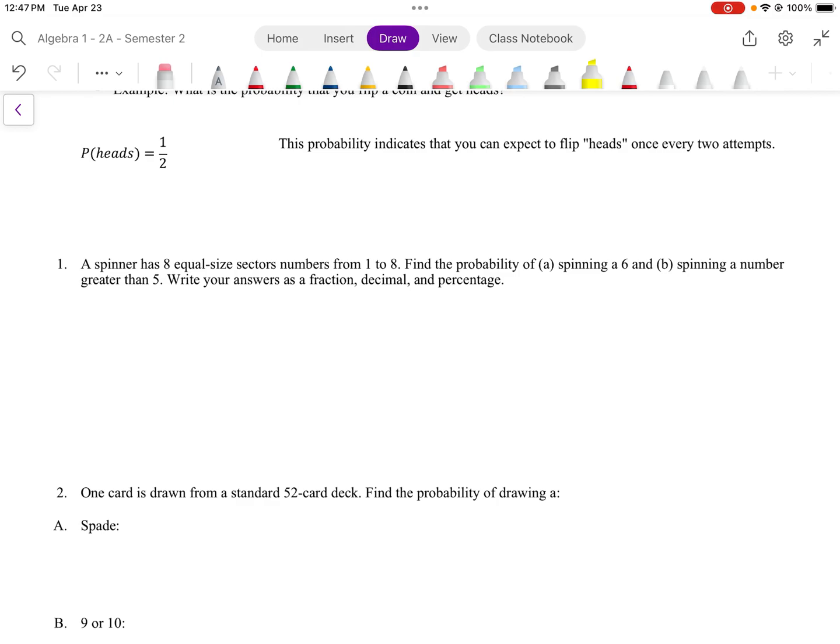Our calculations are going to be relatively simple. Number 1, we have a spinner that has 8 equal size sectors numbered from 1 to 8. Find the probability of spinning a 6 for A, and for part B, spinning a number greater than 5. Write your answers as a fraction, decimal, and percentage. So for part A, we want to find the probability of getting a 6. Well, there's 1 6 out of 8 numbers. There's my answer as a fraction.